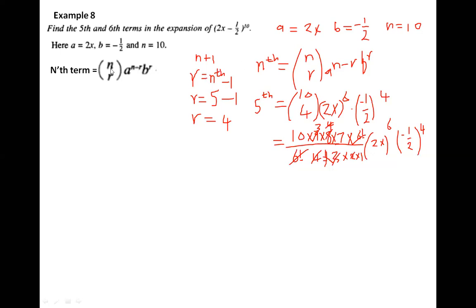This is what I'm talking about here. You use this formula. Then you find your R for the fourth term and the R for the sixth term. R is equal to the nth term minus 1. Then the fifth term is given by that. Then you solve. This is what I was just doing.